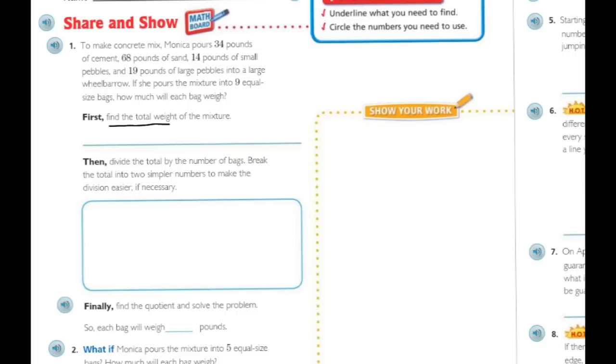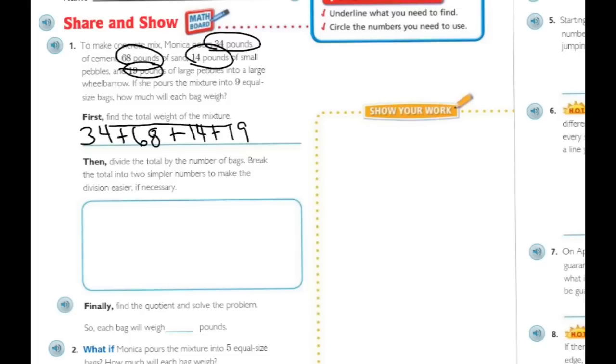First, we have to find the total weight of the mixture. So, the total weight of the mixture, I'm going to look: 34 pounds, 68 pounds, 14 pounds, and 19 pounds. I'm going to need to add all of those up in order to find out the total pounds. I'm going to have 34 plus 68 plus 14 plus 19, okay? When I add that all up, you can actually show your work here. You can do 34 plus 68 plus 14 plus 19.